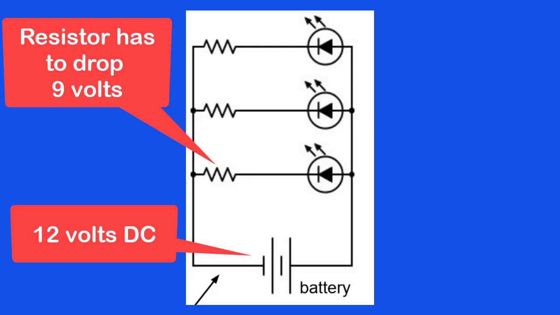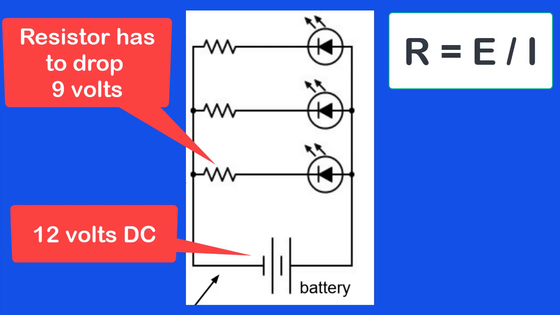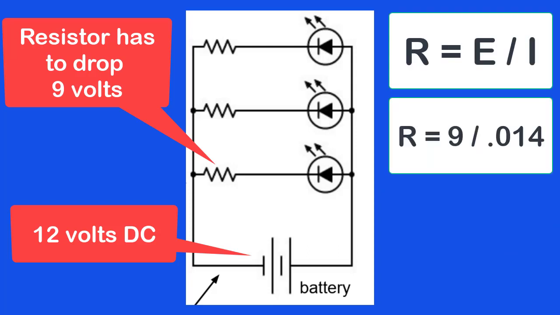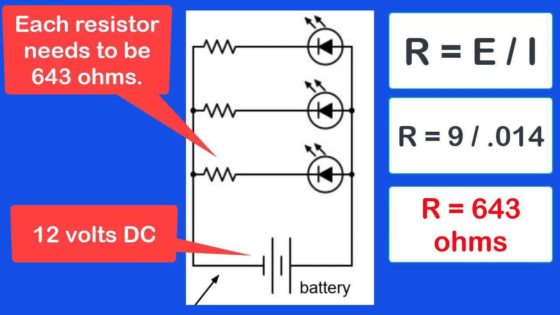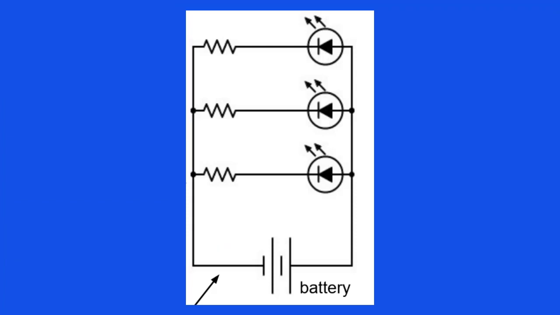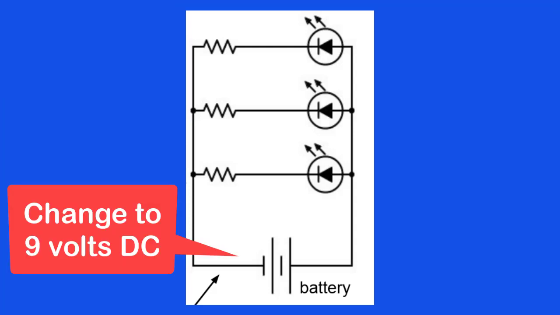So, using the formula, R equals E divided by I, R would equal 9 divided by 14 thousandths. Therefore, R equals 643 ohms. So each resistor in the circuit would need to be 643 ohms. Let's do one more calculation. Let's calculate the value of the resistor needed if we power the circuit by 9 volts DC instead of 12 volts DC.